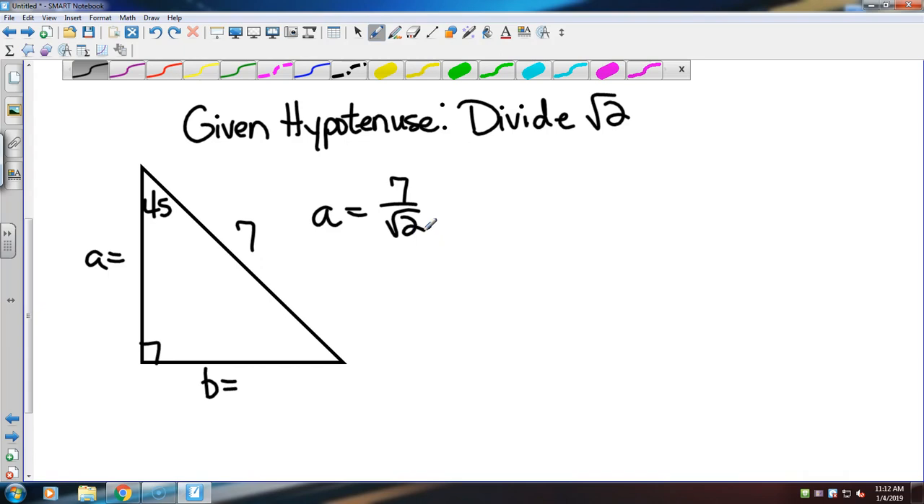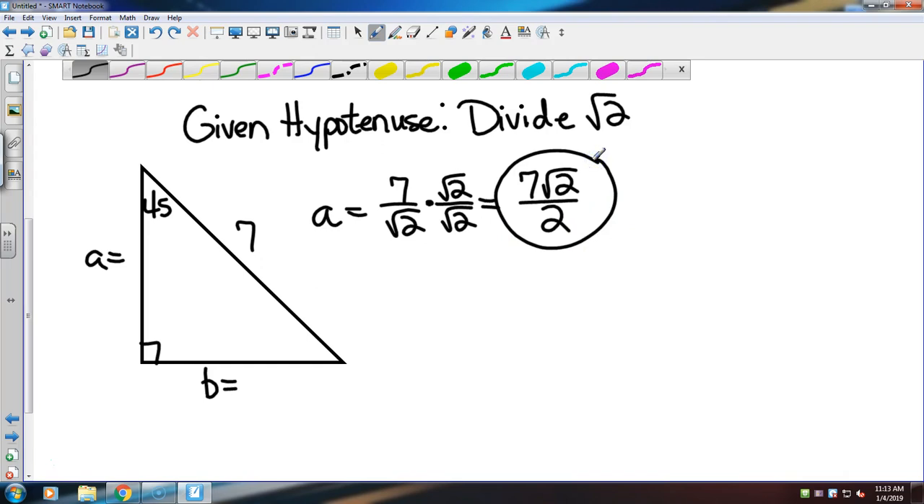Now, way back in Algebra 1, we learned that we can't have a radical on the bottom. So to get rid of that radical, we multiply numerator and denominator by that radical. 7 times radical 2 is 7 radical 2. Radical 2 times radical 2 is radical 4, or square root of 4, and we know the square root of 4 is 2. So we simplify that. So if the hypotenuse is 7, then the legs are 7 radical 2 over 2. And that is the 45, 45, 90 triangle.